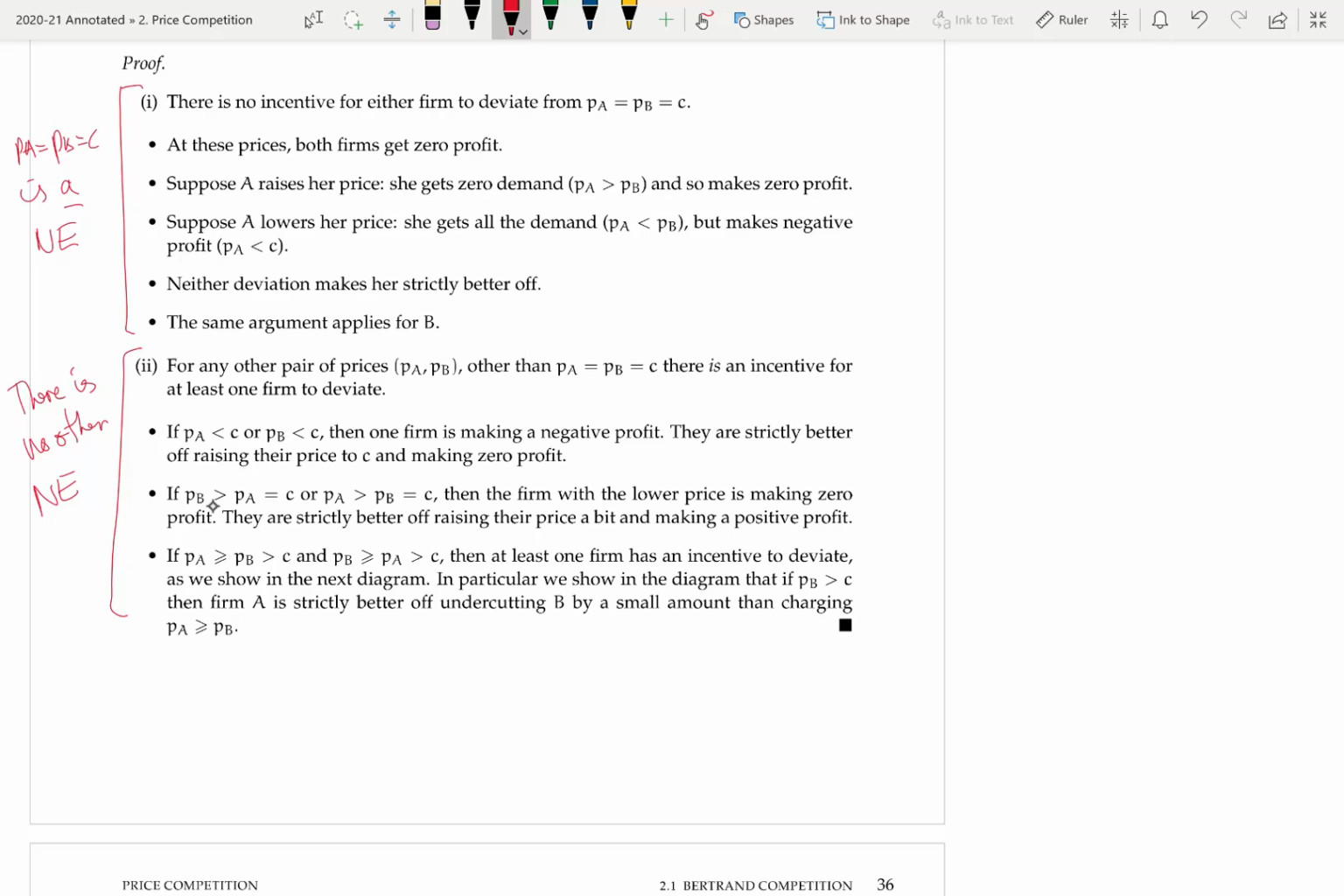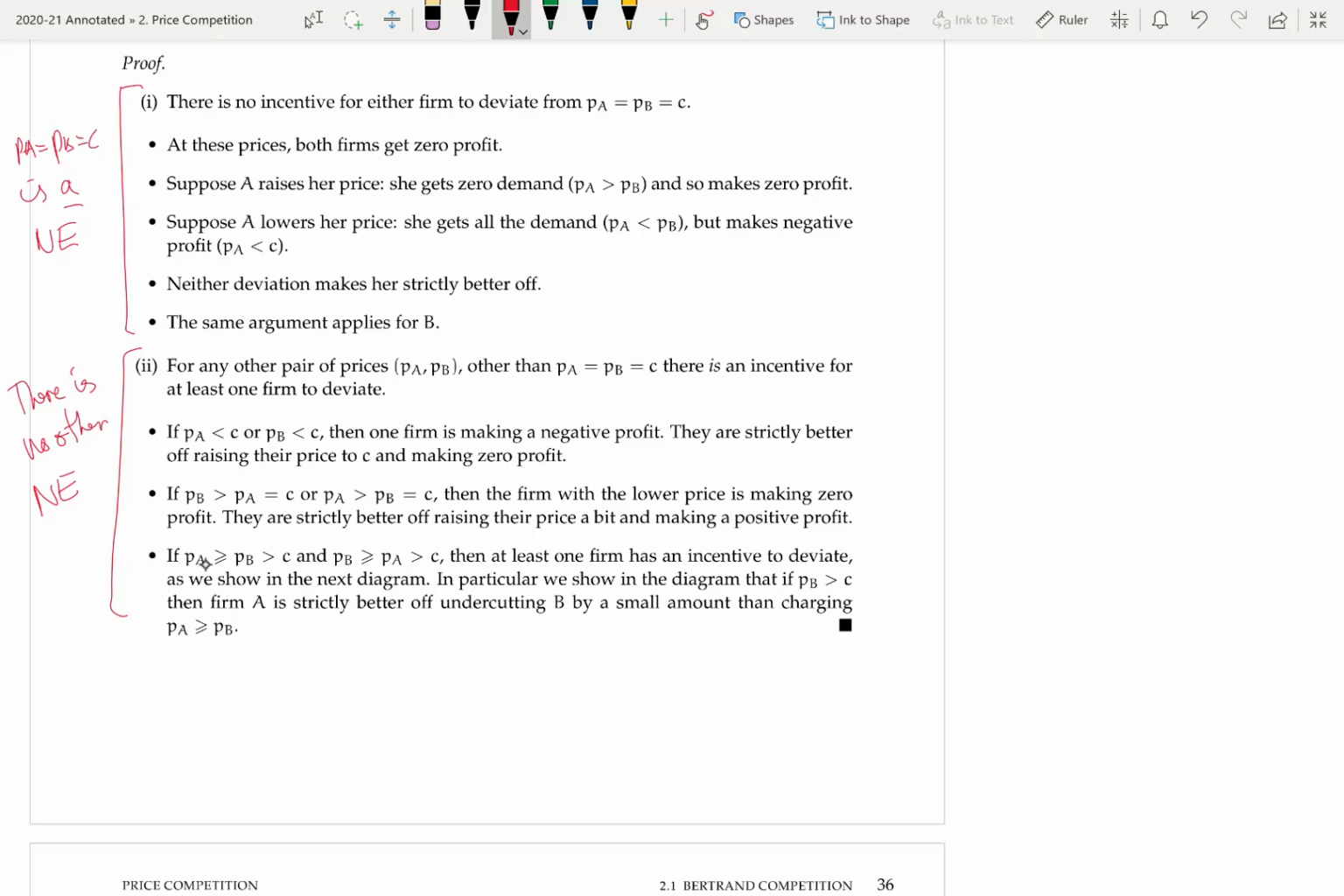Then we have the case where one firm is pricing at marginal cost and the other firm is pricing at some higher level. Then the firm with the lower price is making 0 profit because they're pricing at marginal cost. They would be strictly better off by raising their price slightly, but still keeping their price below the price of the other firm, getting some positive demand and making a positive profit. So this is not a Nash equilibrium. The lower price firm could raise their price and increase their profit.